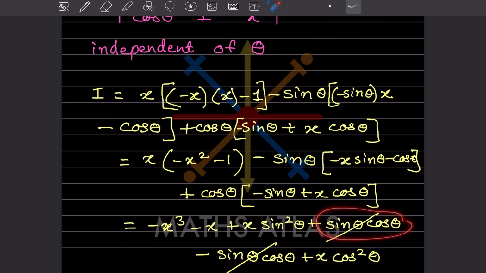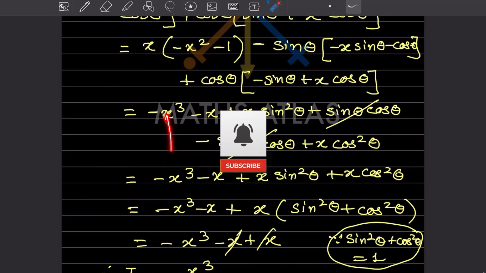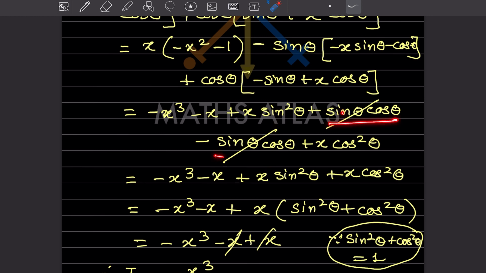Sine theta cos theta. This into this, you can put plus times minus is minus, sine theta cos theta. Plus here, this into this, that will be x, and cos into cos, that will be cos square theta. So now this as it is, this as it is, this also as it is. But what we can see here, plus sine theta cos theta and minus sine theta cos theta are going to get cancelled over here. So this all remains as it is.